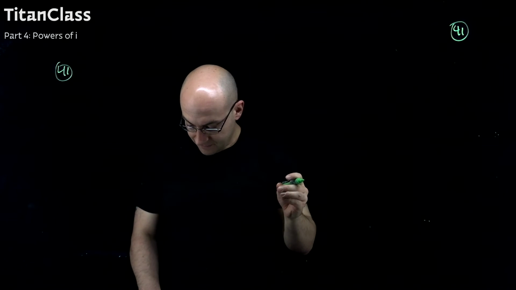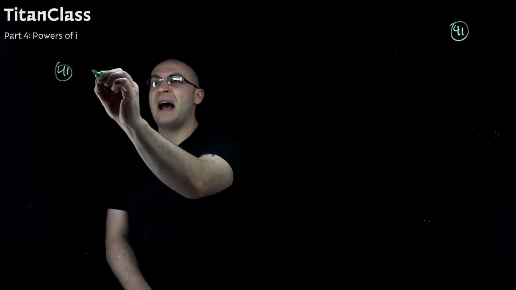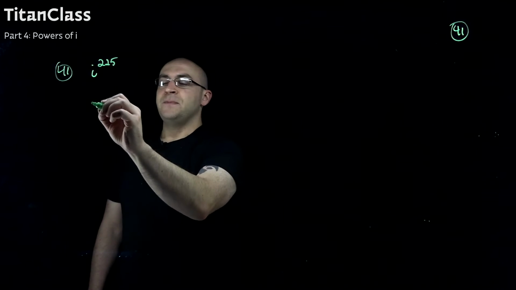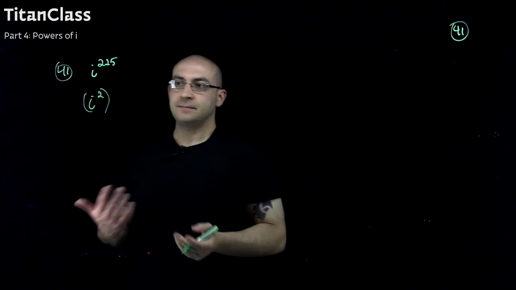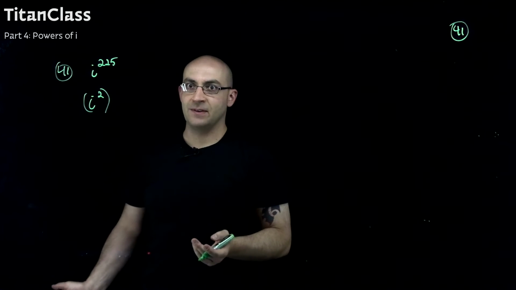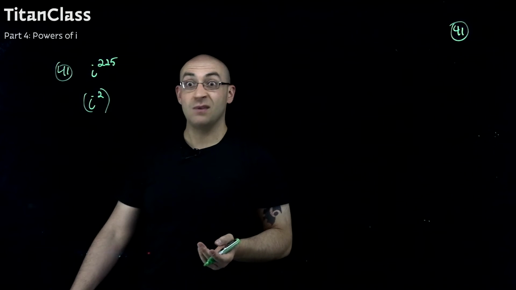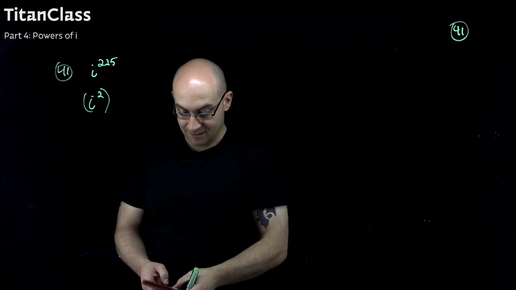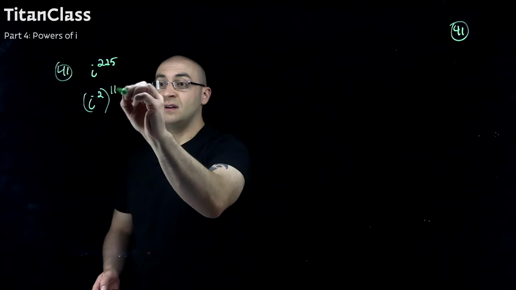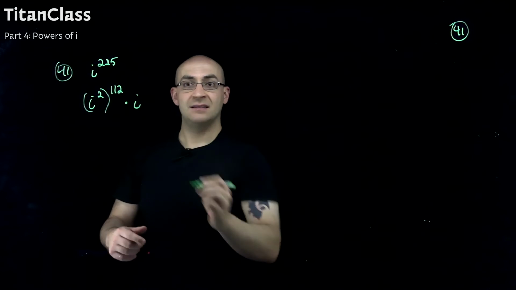Okay. i to the 225th power. Okay, well, i squared. Now, let's make that 224, right? So what's 224 divided by 2? 112. 224 divided by 2 is 112. But that's 224. I have to account for the other i, right?